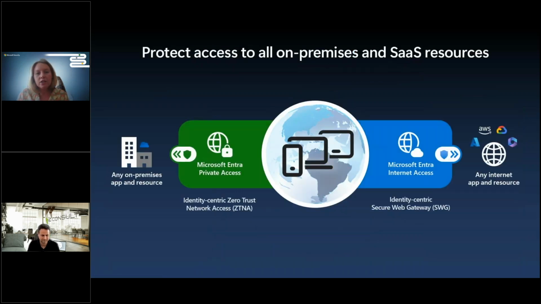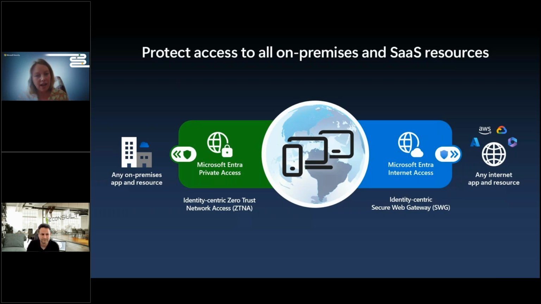There are two products that are how we extend risk-based conditional access to web traffic and to on-prem apps. Those two products are Entra Internet Access and Entra Private Access. Now, Entra Internet Access is an identity-centric secure web gateway that protects employees from the threats of the open internet. It basically filters out non-compliant content, and it enforces conditional access policies on SaaS apps and internet traffic.